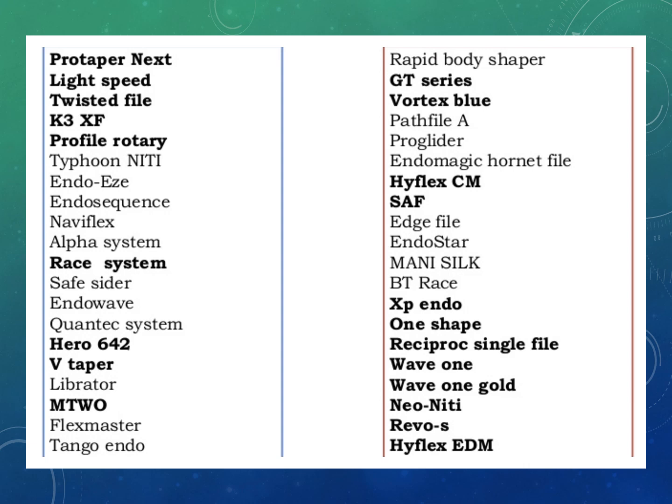And next, these are the available ProTaper systems in the world. There are a lot of ProTaper systems, and the most commonly used is ProTaper Next, ProTaper Gold, and recently there are a lot of single file systems available. So it's up to you which one you are comfortable with. You can always use it, but in this presentation I'm going to explain about the ProTaper system.